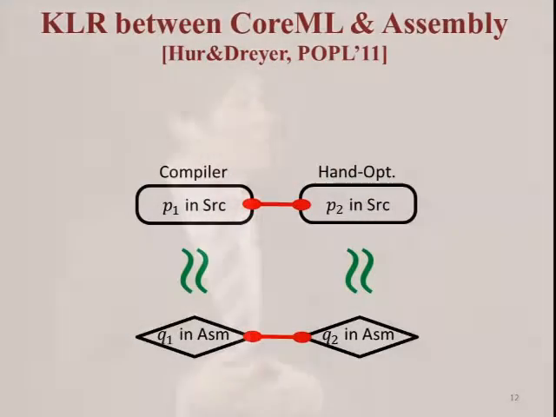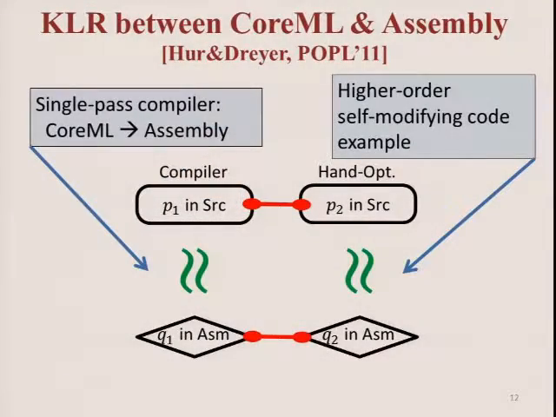Okay, but unlike other properties, this notion of very large is very informal, right? So what we really want ultimately is to show that this relation is large enough to verify many different compilers and also verify all possible handwritten assembly code, right? But this is a very open-ended goal. So to demonstrate this possibility, I verified a simple single-pass compiler from core-ML to assembly, and also verified a challenging example of self-modifying code for a hand optimization example. Okay. So that's my work at last year's POPL.